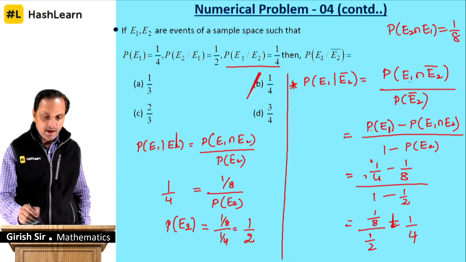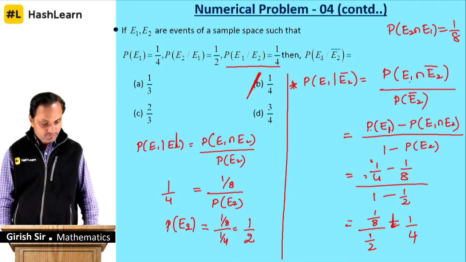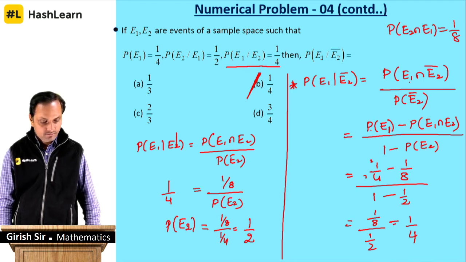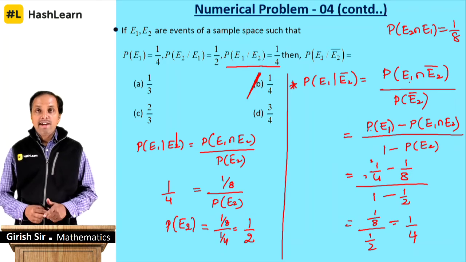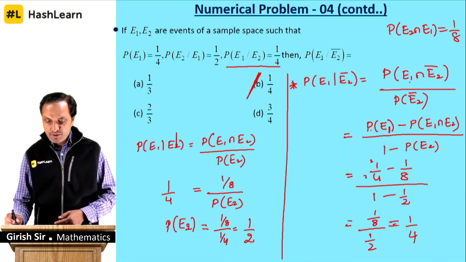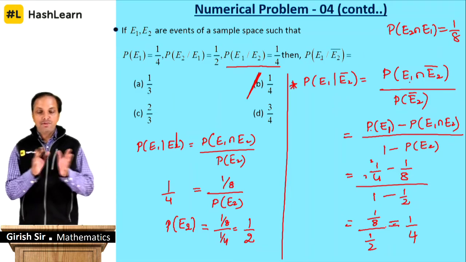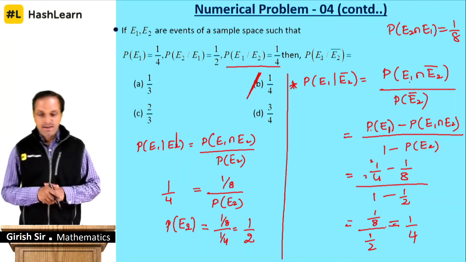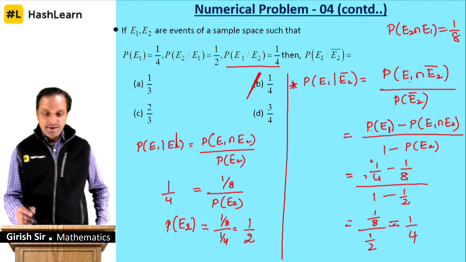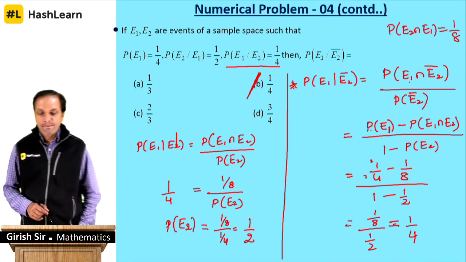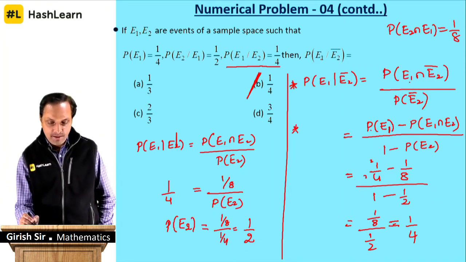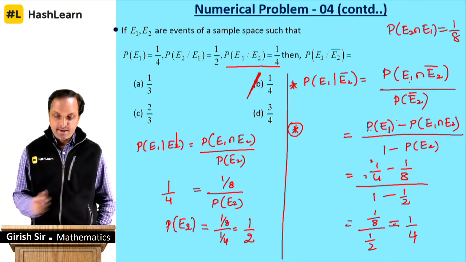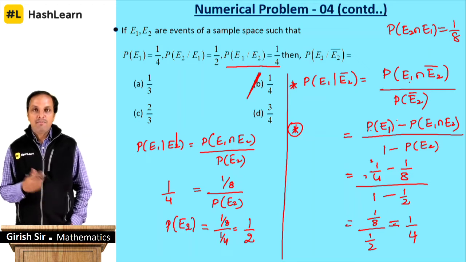Option B has 1/4, and that should be your answer. Okay guys, hope you follow the steps. Here a lot of formulas are coming. You should make use of all the given data, find the unknown data and get the final result. So this star is the important formula. The second step is also important: how to convert E1 intersection E2 bar to non-bar terms.